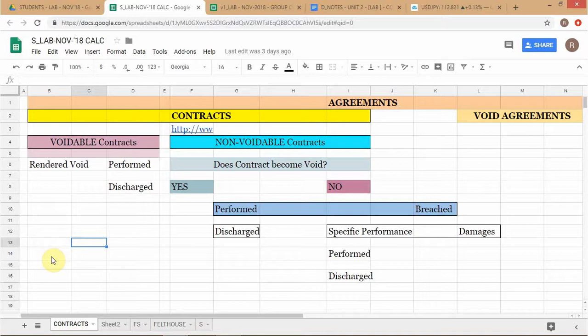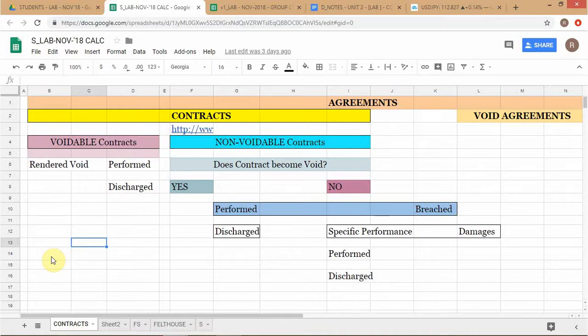Maybe I can actually draw it on the board here. So you have contracts which are... what is happening? How do you open this? I've never. Okay, just pull it out.